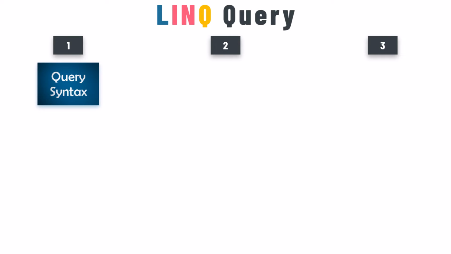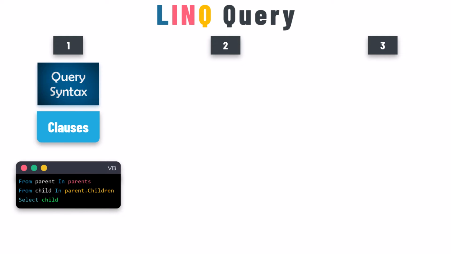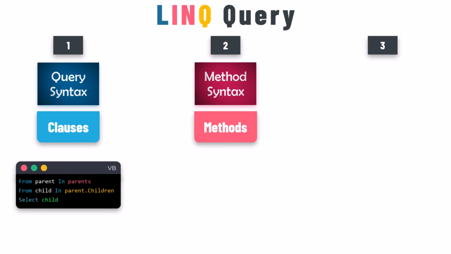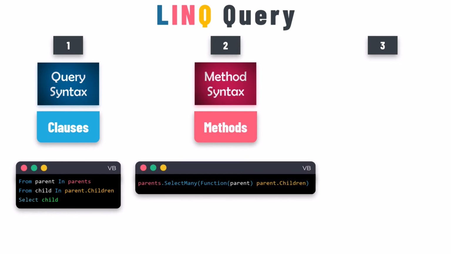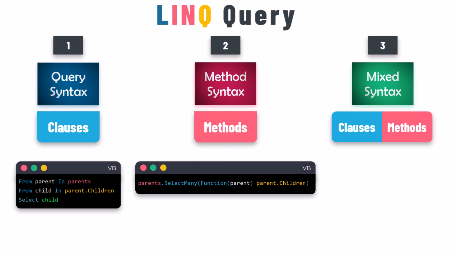To write a LINQ query, we have 3 different ways. Query syntax. It's all about clauses. Ideal for those who prefer a declarative SQL-like style. Here, you would use from and select for tasks like flattening collections. Method syntax. This is where methods shine. If you prefer a more functional programming approach or enjoy the concise nature of method chains, SelectMany is your tool for flattening. Mixed syntax. As the name suggests, this blends both methods and clauses.